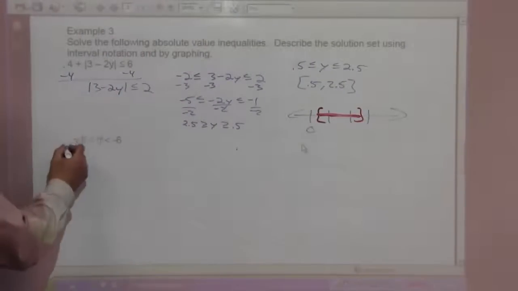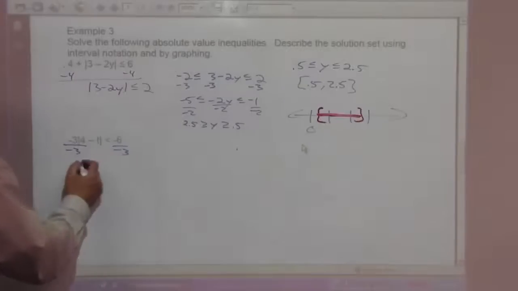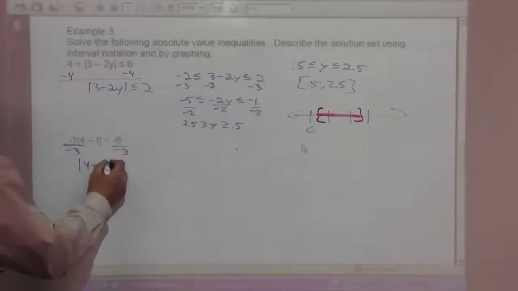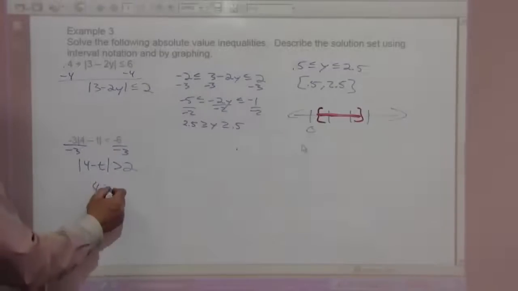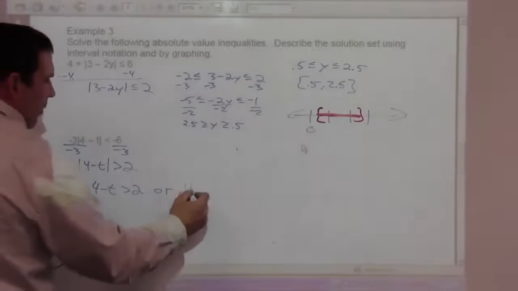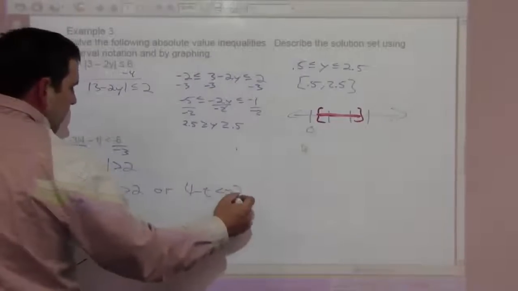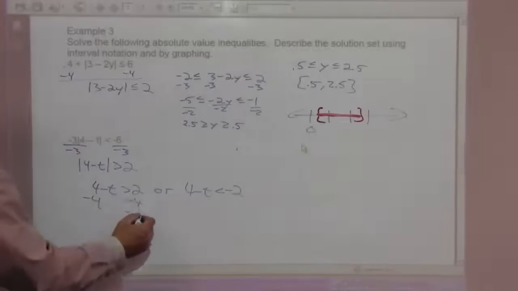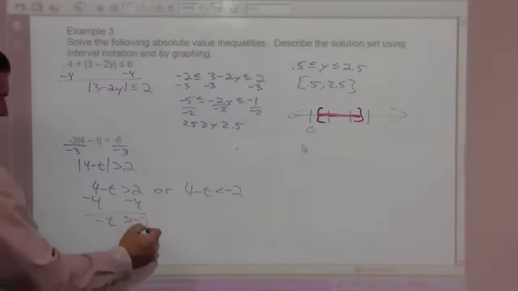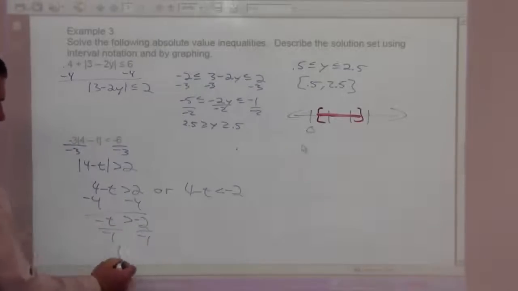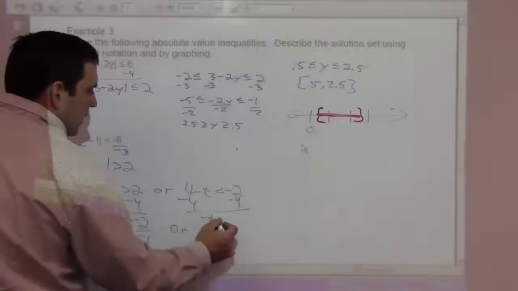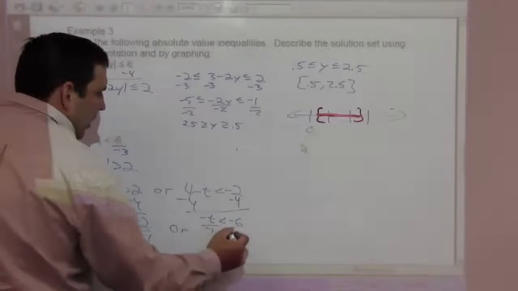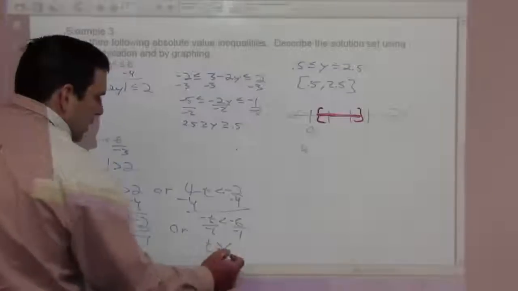And the next one, first I'll divide both sides by -3. That's going to be the absolute value of 4 minus t is greater than 2. We divided by a negative, so the sign switched. So it's 4 minus t is greater than 2, or 4 minus t is less than -2. If I subtract the 4 from both sides, negative t is greater than -2. Divided by -1, t is less than 2. Or, if I subtract the 4 from both sides, negative t is less than -6. Divided by -1, t is greater than 6.